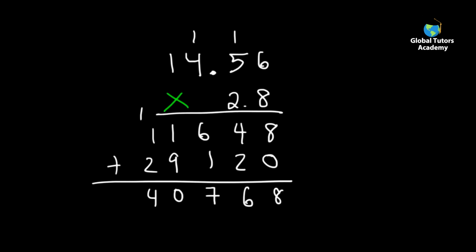Now, where should we put the decimal? Looking at the original problem, the first number has 2 digits to the right of the decimal point and the second number only has 1. Therefore, our final answer should have a total of 3 numbers to the right of the decimal point. The answer is 40.768. Let's move on to some harder examples.